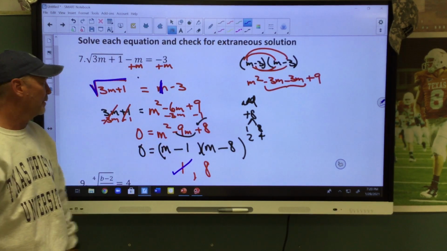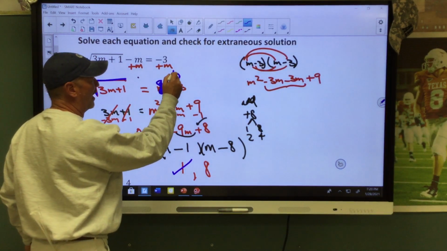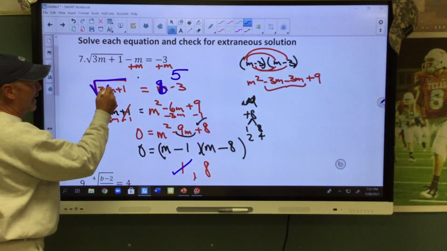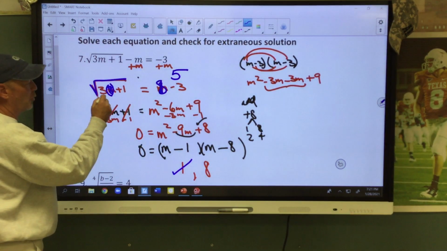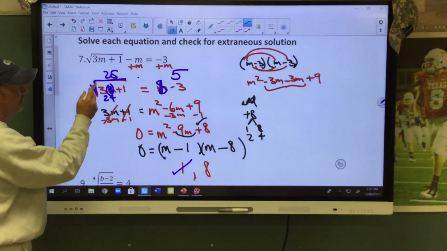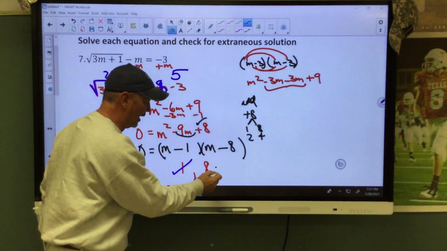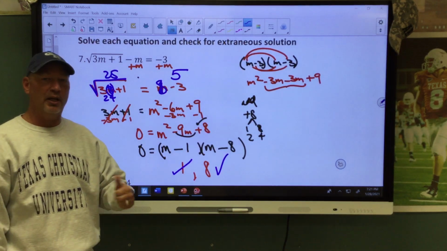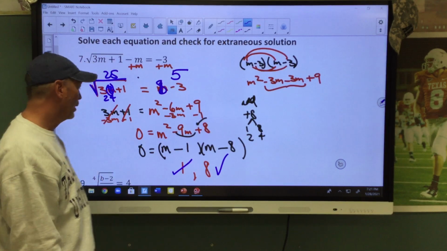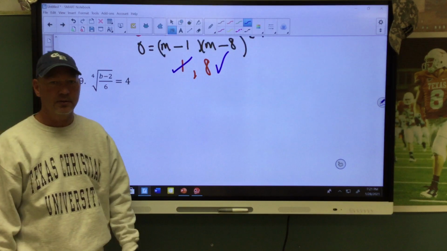Let's try our 8. We put an 8 here. 8 minus 3 equals 5. All right, then we substitute our 8 here. 3 times 8 is 24. 24 plus 1 is 25. What is the square root of 25? It's 5. This checks. You need to make sure that you check your solutions to see if any of them are extraneous. Okay? Keep moving.